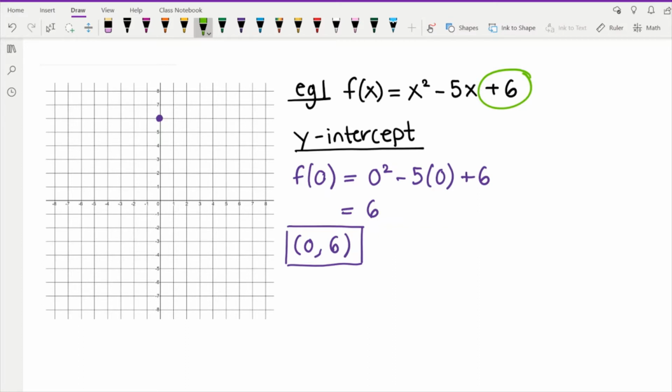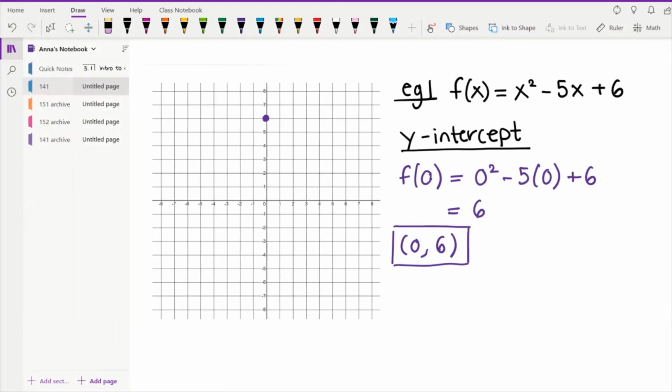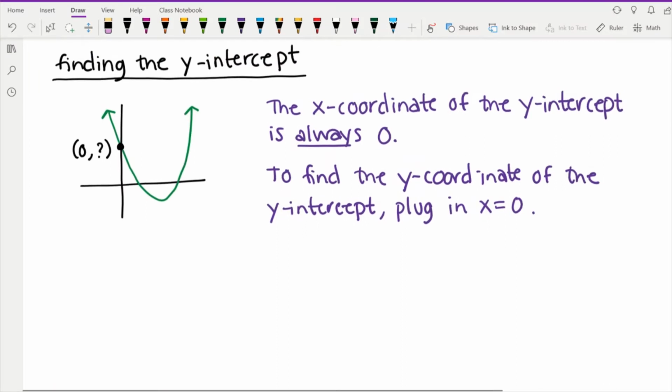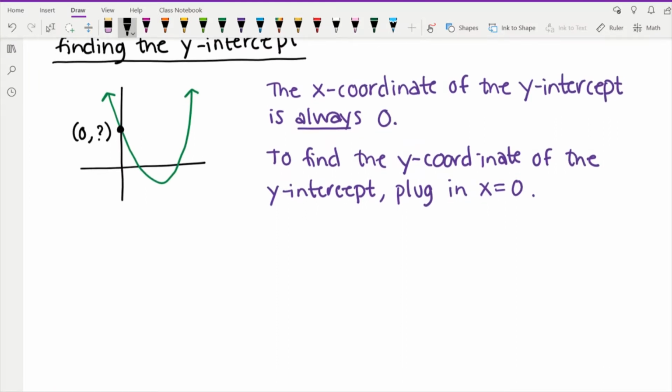To find the y-intercept, plug in x is equal to 0. Otherwise, if you try to just memorize that it's this number at the end, if the formula is written down a different way, that might throw you off. Okay, so back to the general things here. Let's now talk about finding the x-intercepts.